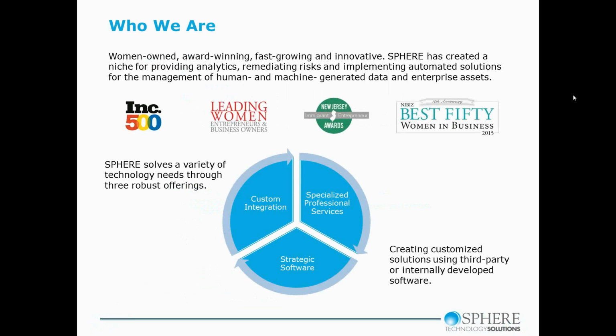The three pillars of our offering are specialized professional services, the consulting and services that we deliver to produce the desired outcomes for our clients. Strategic software, these are the tools that we use to execute for our clients. This is a very interesting blend of both third-party solutions, like Watchful Software Rights Watch data classification, and Sphere's internally developed intellectual property. Custom integration describes the people, the processes, and the technology that must be deployed to support an effective governance model.